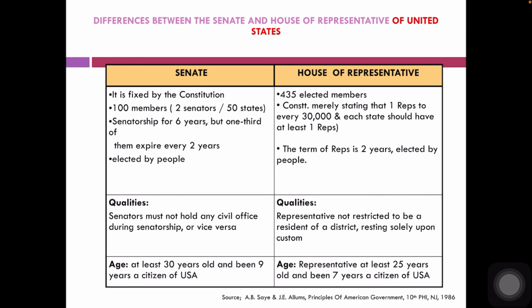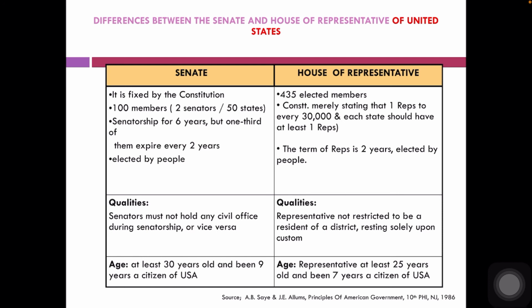So, what are the qualifications for senator in United States of America? Senators must not hold any civil office during senatorship or vice versa. So, for the age at least 30 years old and be 9 years as a citizen of United States of America. So, itu adalah senator dia. So, kita nak tengok dia punya House of Representative.